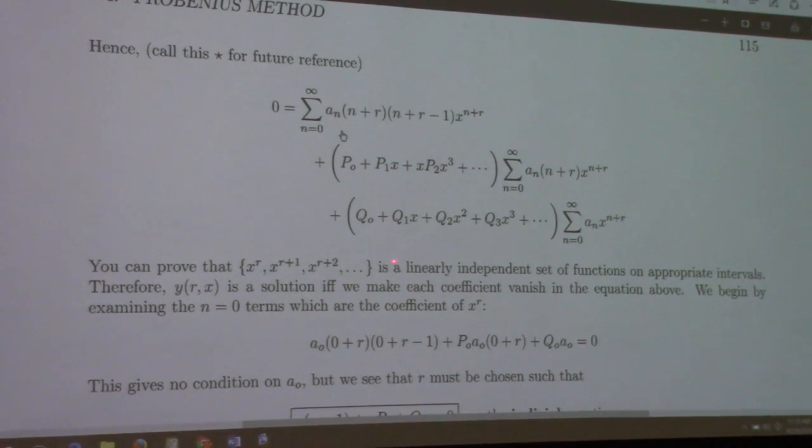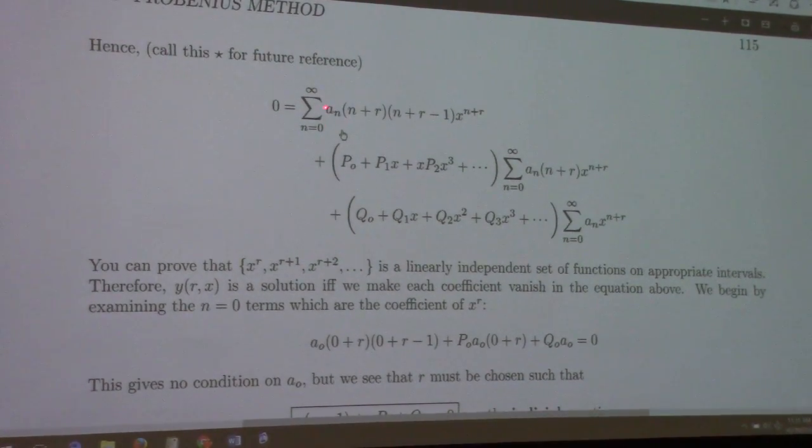Anyways, to get this to be 0, we have to have the coefficient of x to the r plus 1, and so forth and so on, all of those to be 0, right? If we've got this combination to be 0, it has to be holding for all x in some interval. It must be that each of the coefficients of each order vanishes. Okay, does that make sense?